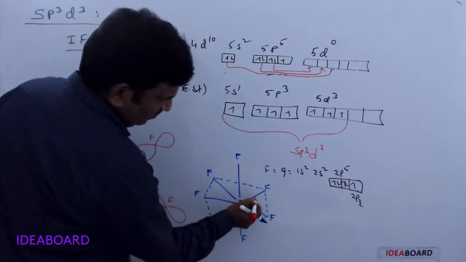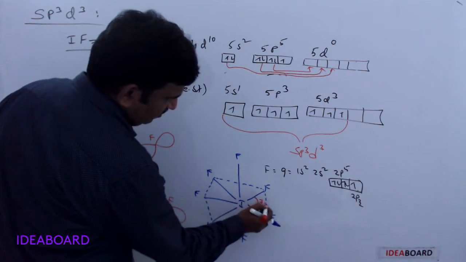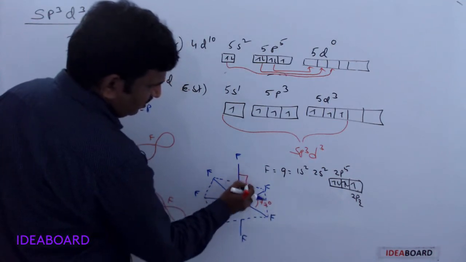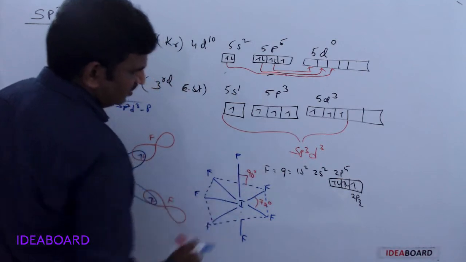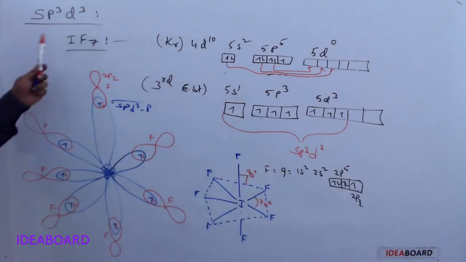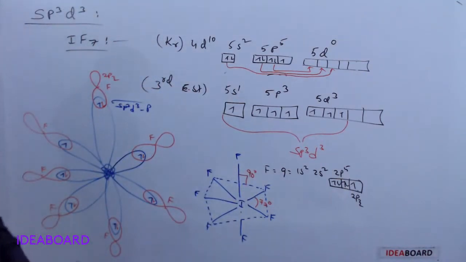Here the bond angle we are getting is 72 degrees. Here the bond angle we are getting is 90 degrees. That is about sp3d3 hybridization. Okay.